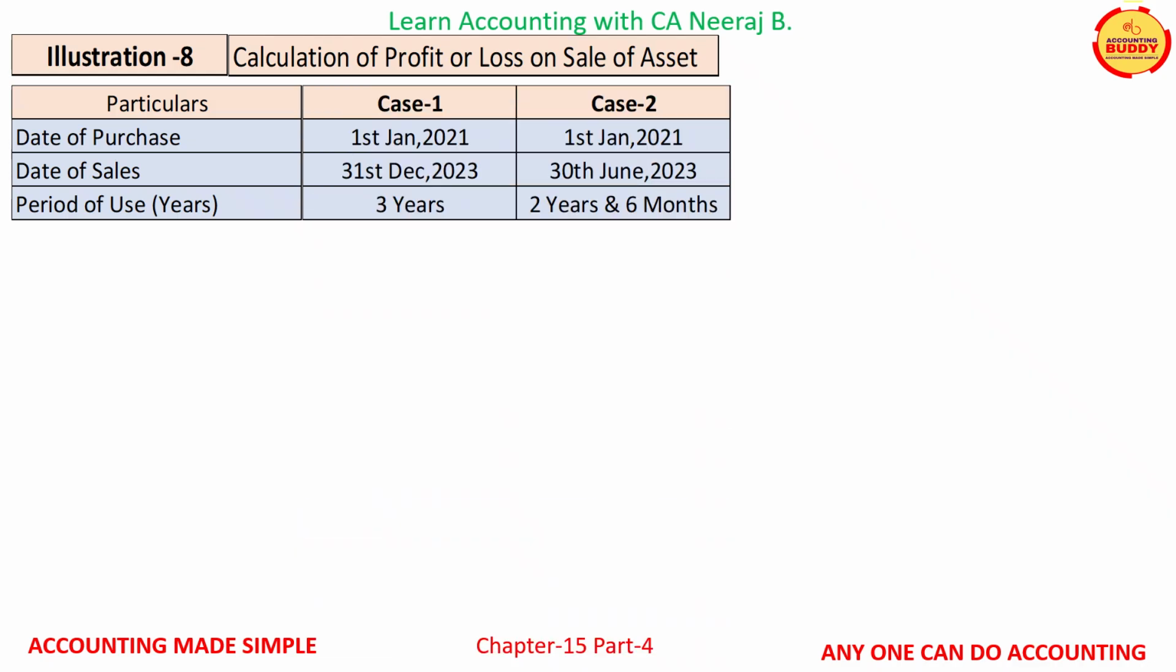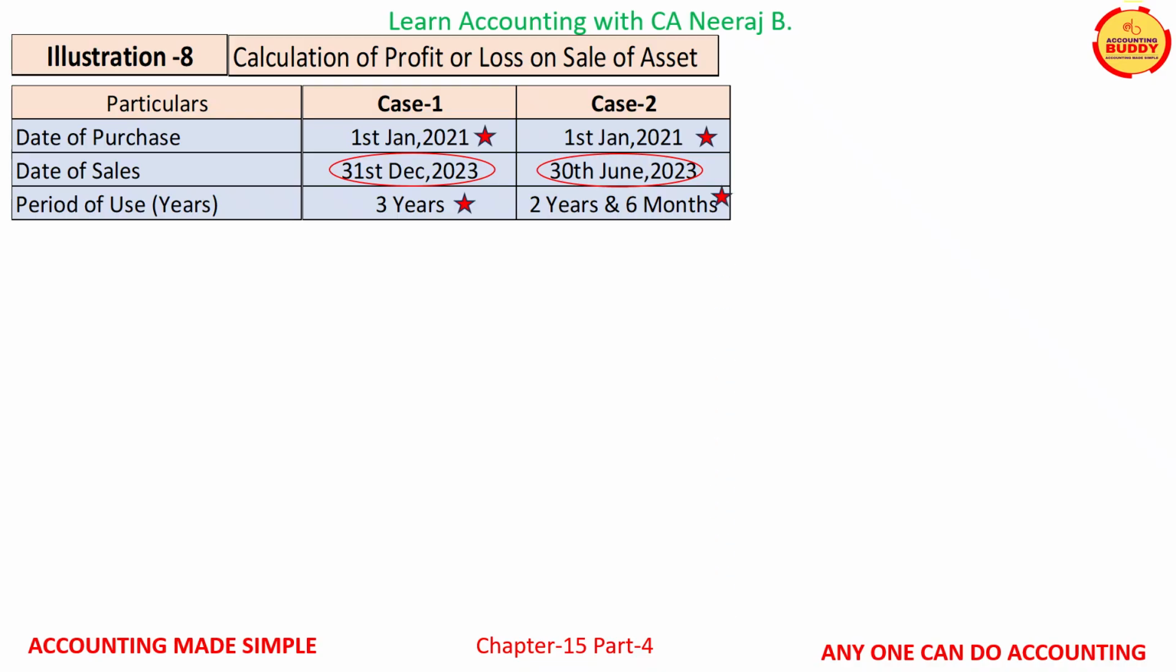The date of purchase in both the cases is the same, that is 1st of January 2021. In case 1, the machine is considered to be sold on 31st December 2023, and in case 2, the machine is considered to be sold on 30th June 2023. In case 1, the machine is used for 3 years, while in case 2, the machine is used for 2 years and 6 months.